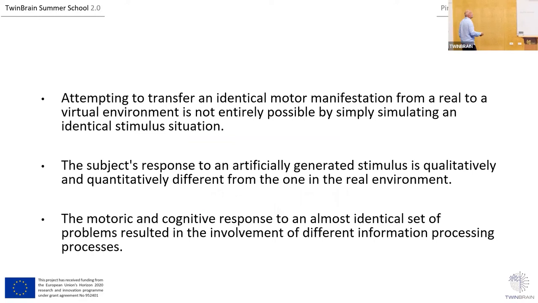Some conclusions from this part of the data you can see on this slide. If you attempt to transfer an identical motor manifestation from a real to a virtual environment, it is not entirely possible by simply simulating an identical situation. I'm sorry. That's one conclusion. The subject's response to an artificially generated stimulus is qualitatively and quantitatively different from the one in the real environment. That's what our data shows. The motoric and cognitive response to an almost identical set of problems resulted in involvement of different information processing processes. That's a speculation, okay? That's not our conclusion, but it's our speculation.